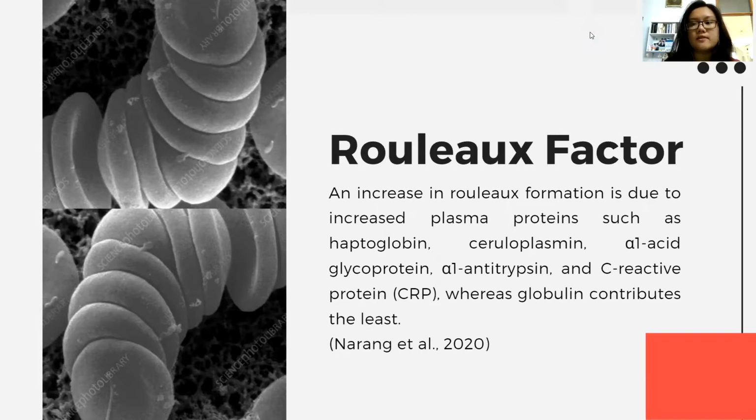So the next factor is the Rouleaux factor. An increase in Rouleaux formation is due to increased plasma proteins such as haptoglobin, ceruloplasmin, alpha-1 acid glycoprotein, alpha-1 antitrypsin, and C-reactive protein or CRP, whereas globulin contributes the least.